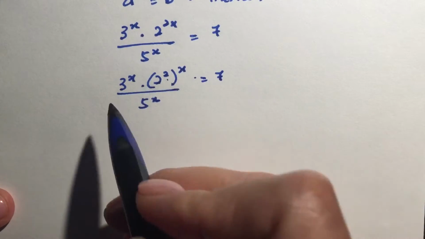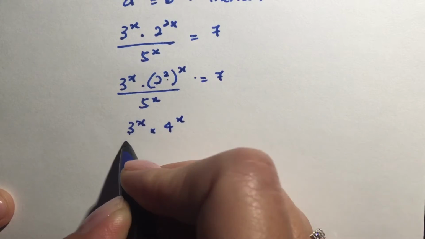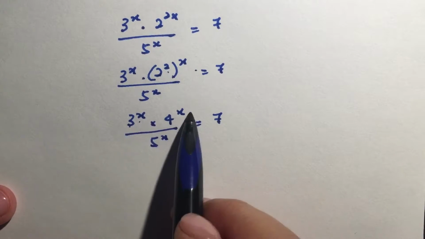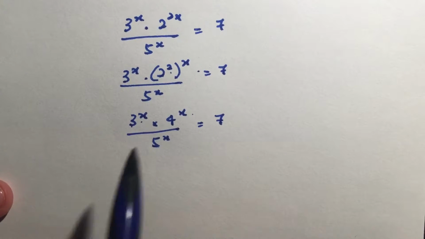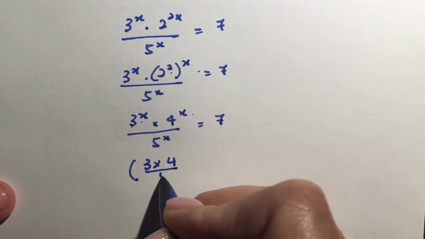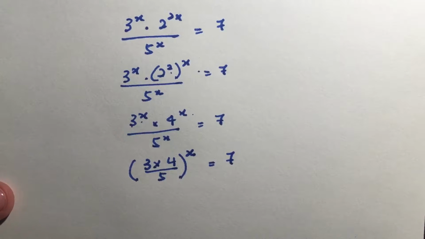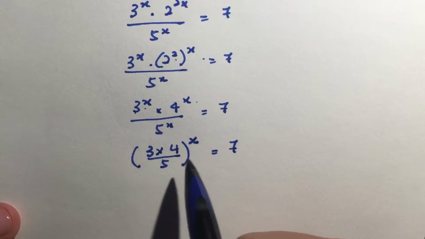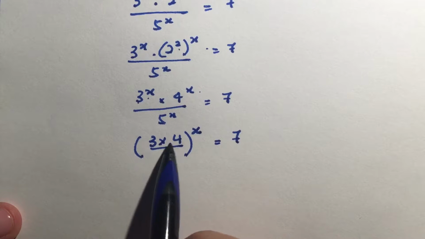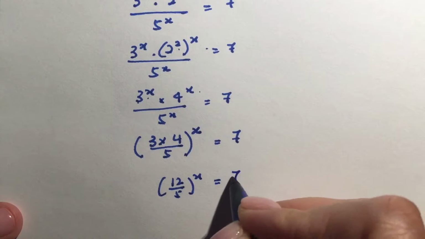Now, 2 squared is actually the same as 4. So I have 3 to the power x times 4 to the power x over 5 to the power x. And you will see that, hey, I have all the x exponents now. So using the law of indices, I will be able to have 3 times 4 over 5, and I have the power of x outside here. This is actually using law 3 and law 4 of indices. So I have 12 over 5 to the power x equals 7.